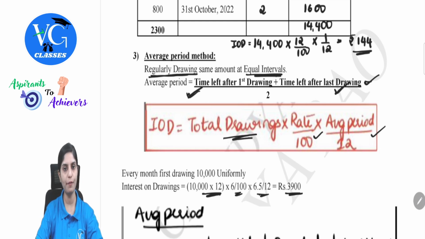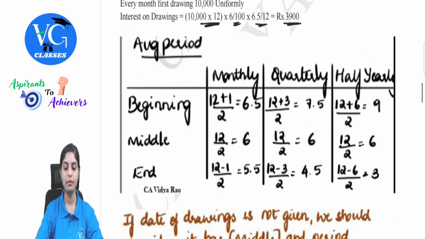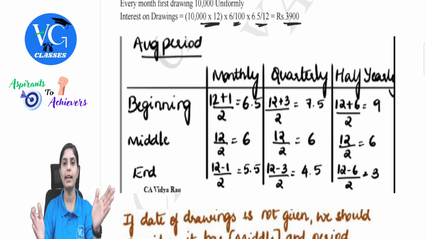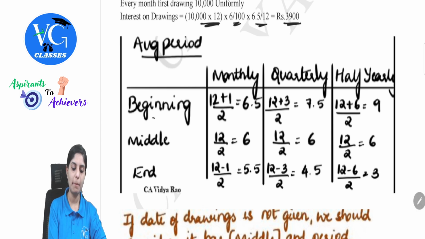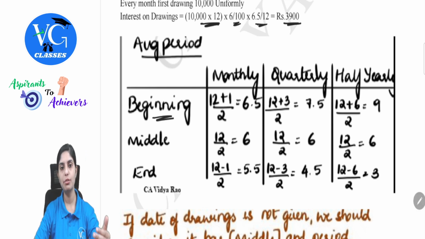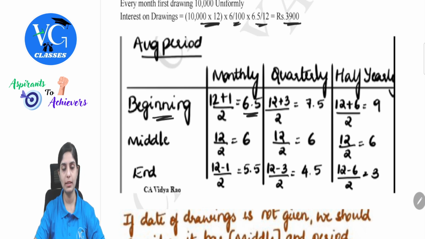Is this clear to all of you? Yes? Next. Now, this is a small table which gives you a summary of what period the drawing should be done and what could be your average period, instead of sitting and calculating the entire thing, that is time left after first drawing plus time left after last drawing divided by 2. If you're drawing at the beginning of every month, like we understood in the example, first of every month, so if it is monthly, that is you have to calculate interest on drawings monthly, your average period will be 6.5. How do we do this?